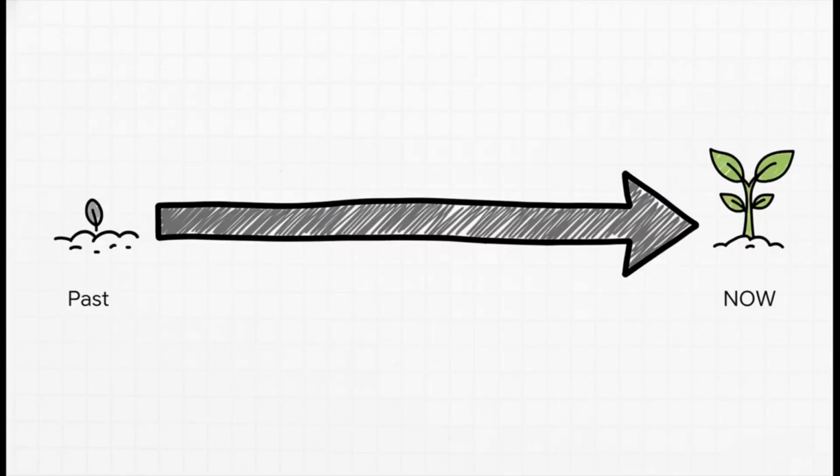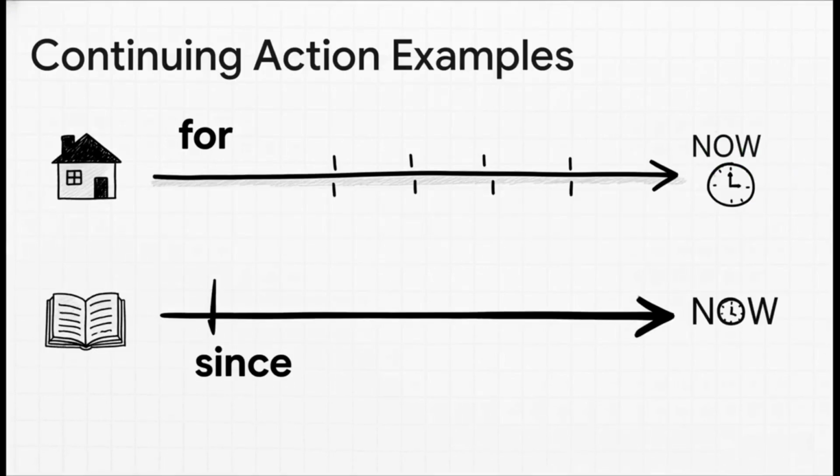Okay, mission number 3. This is for situations that started way back in the past, but are still going on right now. Here, our time bridge is stretching from some starting point in the past, all the way across time and connecting directly to the present. So if I say, I have lived here for 5 years, what does that mean? It means I moved in 5 years ago, and guess what? I'm still here. This is where you always see those two little words, for and since.